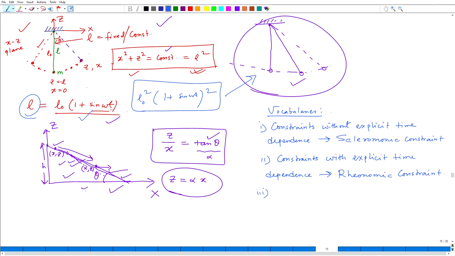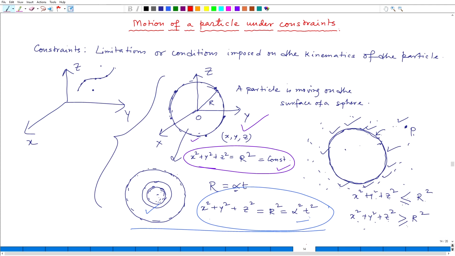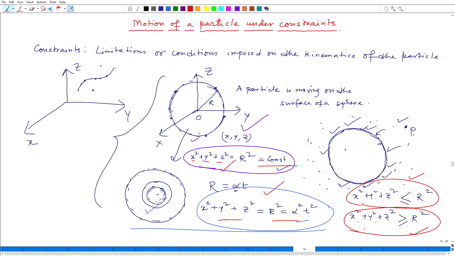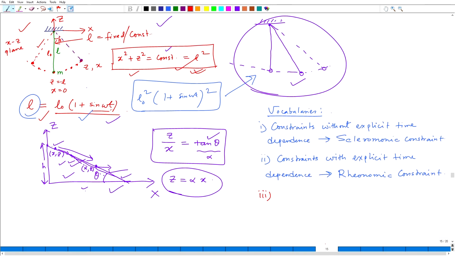Number 3. I change the color of this. You see, some constraints are equalities. You see that this equals this, this equals this. Again, some constraints are not equalities, they are inequalities or equality and inequality combined. But whenever there is a strict equality, for example, here, here, or in these two cases, we call that a bilateral constraint.